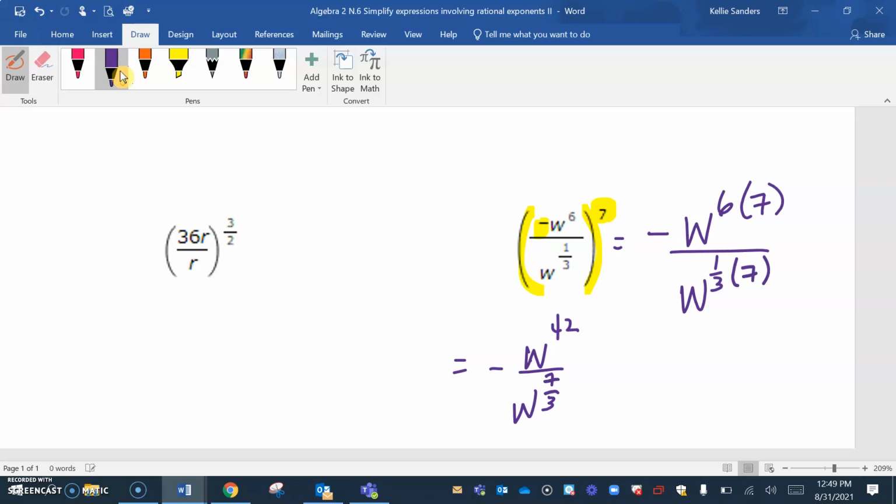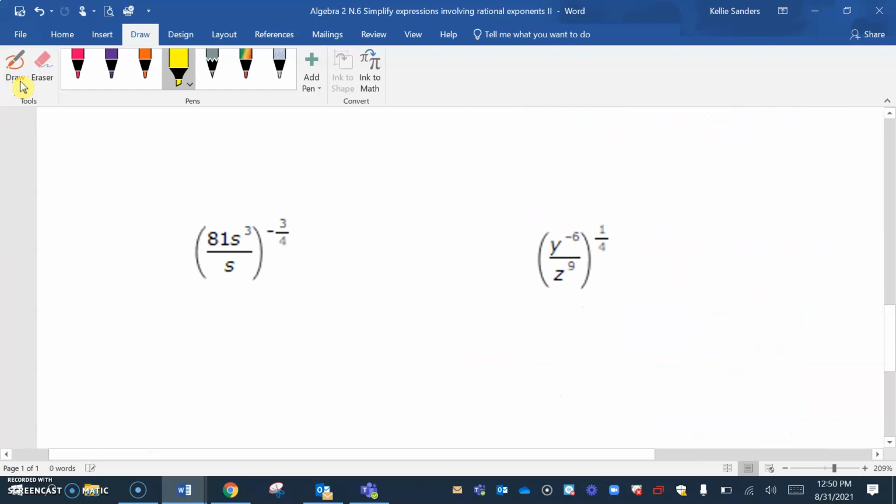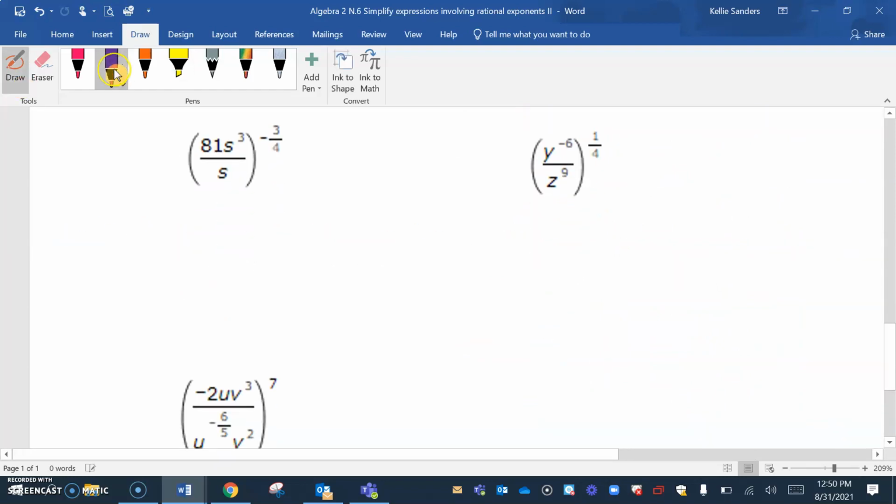7/3 is smaller than 42, so we're going to move it up and subtract. Keep the negative sign. Keep the w. 42 minus 7/3 is, I went blank, 119 over 3. I was doing it in my head. So put 42 minus 7/3 in a calculator and you should get 119 over 3. Okay.